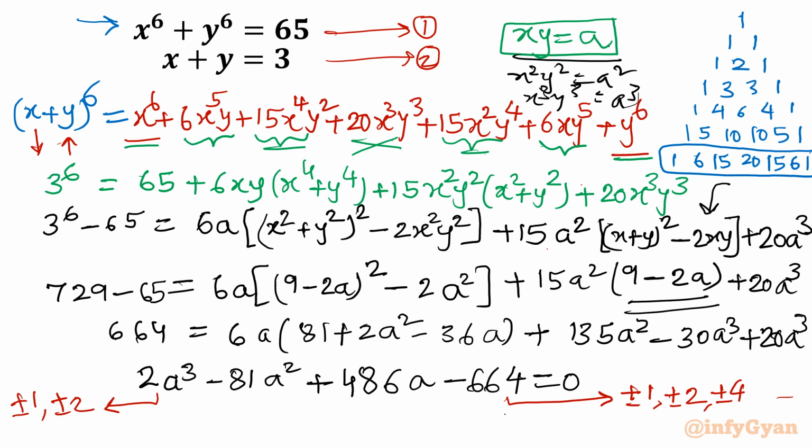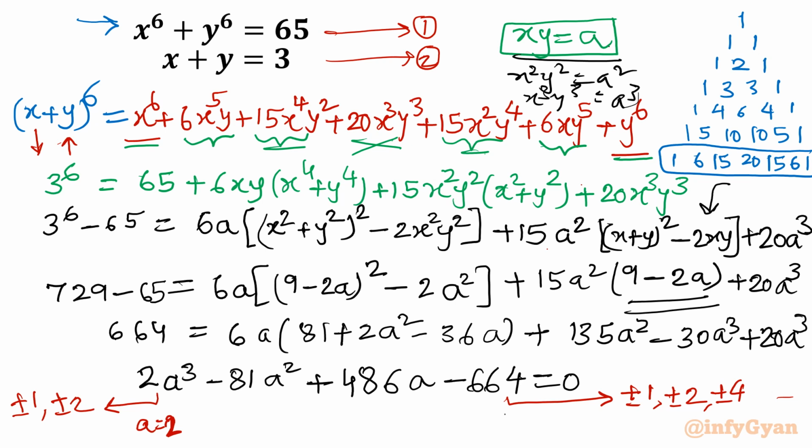So if I check only for a equal to 1, 2 minus 81 plus 486 minus 664 is not going to give us 0. It is not true. So minus 1, minus half also there. Once I take leading coefficient plus minus 2 and constant coefficient plus minus 1, I am coming to the direct substitution a equal to 2.